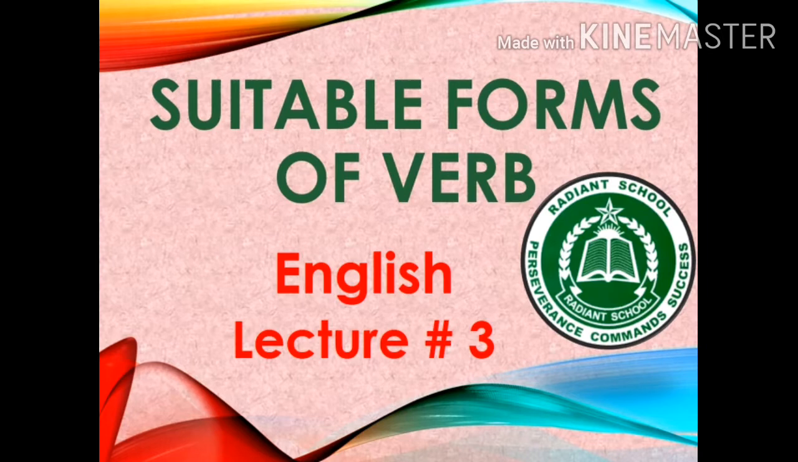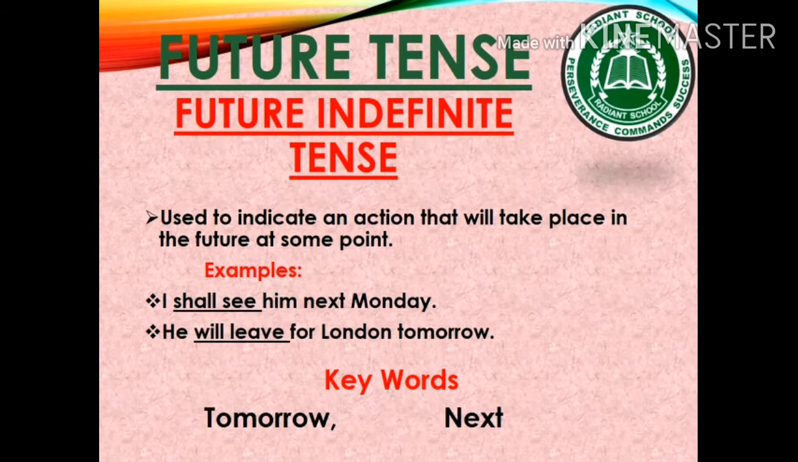You know very well that in previous lectures we have taken a start with suitable forms of verb and we discussed present tense and past tense. So this is your lecture number 3 for suitable forms of verb and today we shall discuss future tense. Likewise, future tense has 4 forms too: future indefinite, future continuous, future perfect and future perfect continuous tense. Let's take a start with future indefinite tense.